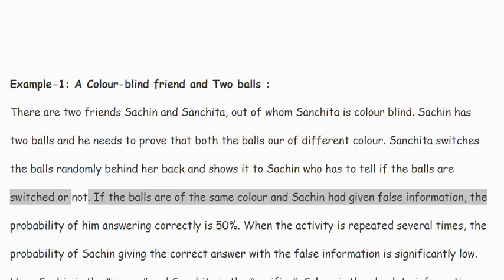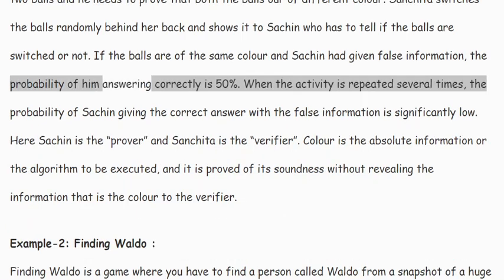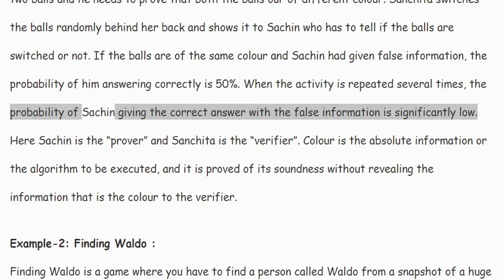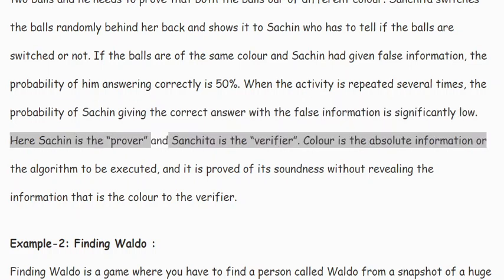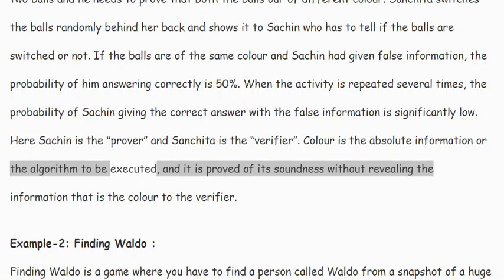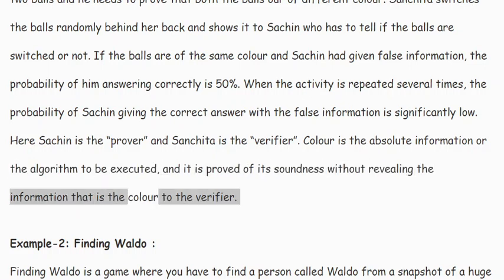are switched or not. If the balls are of the same color and Sachin had given false information, the probability of him answering correctly is 50%. When the activity is repeated several times, the probability of Sachin giving the correct answer with the false information is significantly low. Here Sachin is the prover and Sanchita is the verifier. Color is the absolute information or the algorithm to be executed, and it is proved of its soundness without revealing the information, that is the color, to the verifier.